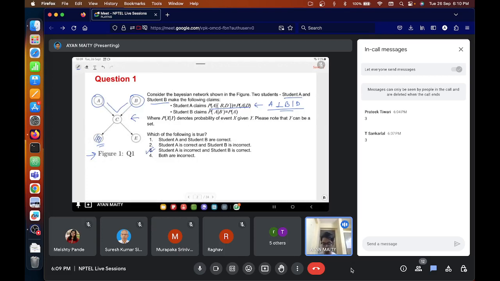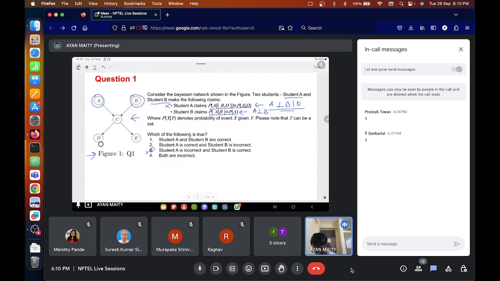So this path is not blocked. There is a path from A to B, so A and B cannot be conditionally independent of each other given D. So this first claim is wrong, and then we have to check the second claim. The second claim is very simple. You just have to check whether A and B are conditionally independent or not, when no evidence is given.